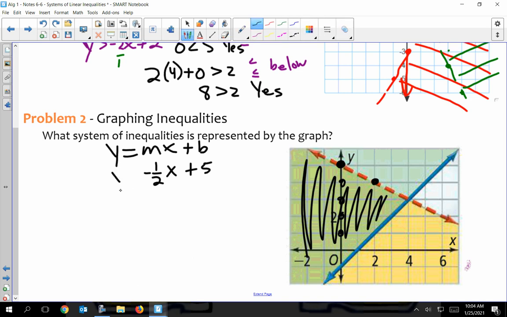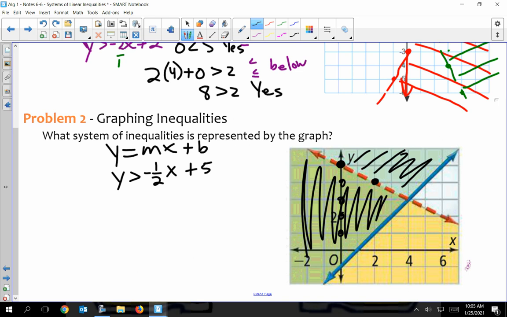I'm going to look at where I shaded in this case. To me, it looks like this is where I shaded on that one. I shaded above it, so that's going to be just greater than.